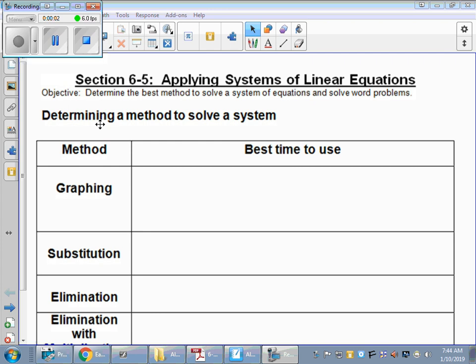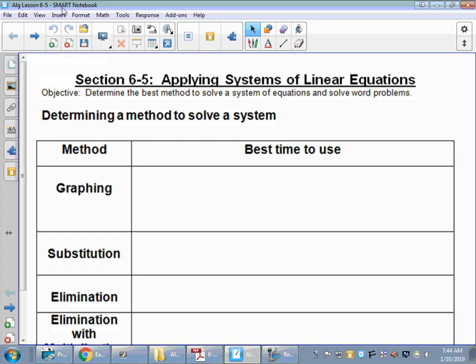All right, algebra, back at it. Section 6.5, applying systems of linear equations. So we got two things on the objective today. One of them is to determine the best method to solve a system, right here. And then the second one would be to solve word problems.